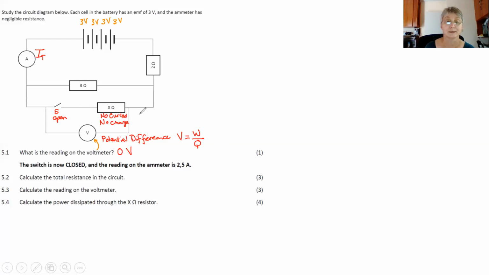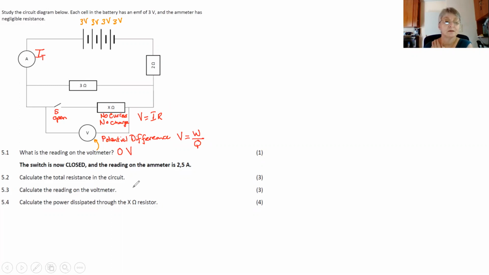We could look at it in another way by using Ohm's law, where V is directly proportional to I, and it is I times R. Let me write it that way. V is I times R. If no current is flowing, then the potential difference would be 0.